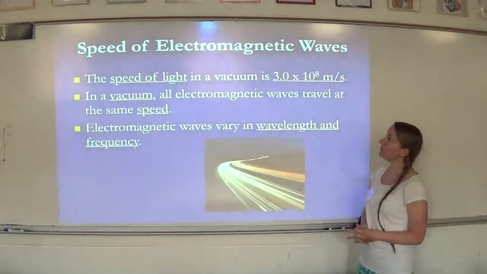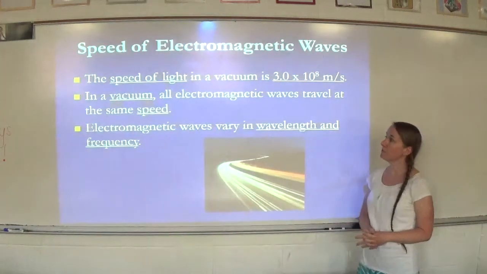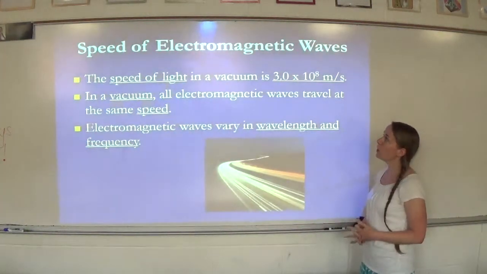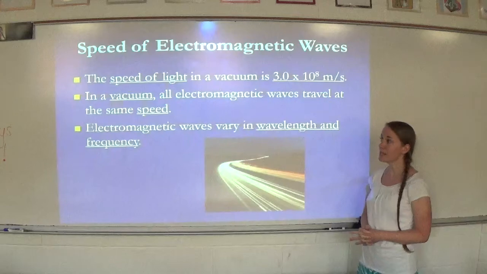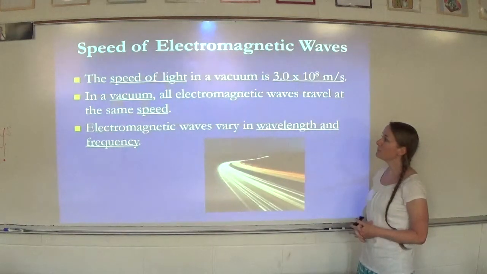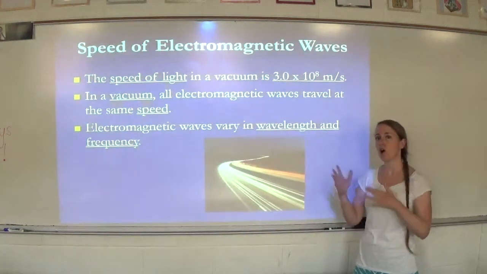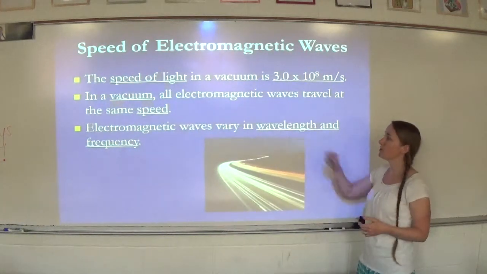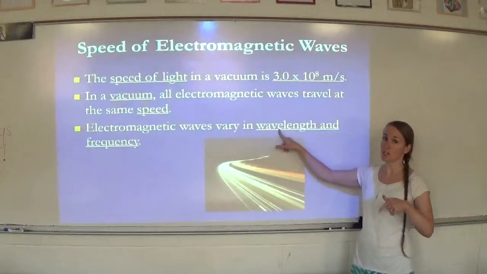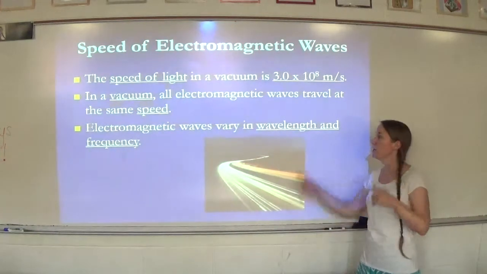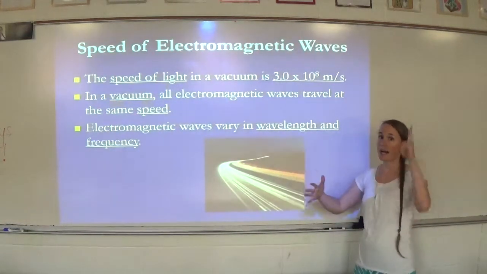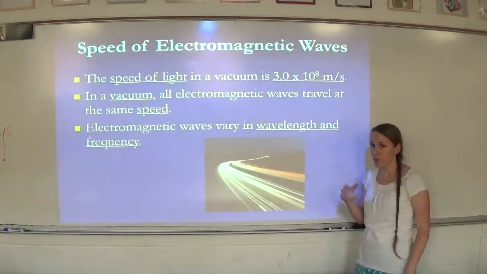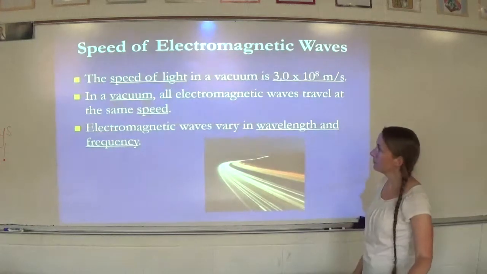So the speed of light in a vacuum is 3.0 times 10 to the 8 meters per second. That is a constant. We'll discuss that in a second. In a vacuum, all electromagnetic waves travel at the same speed. Electromagnetic waves vary in wavelength and frequency. So since they're all traveling at the same speed, something has to be different if there's more than one type. And so that's the wavelength and the frequency. And as we've discussed before, as one goes up, the other goes down. So the longer the wavelength, the lower the frequency. The shorter the wavelength, the higher the frequency.